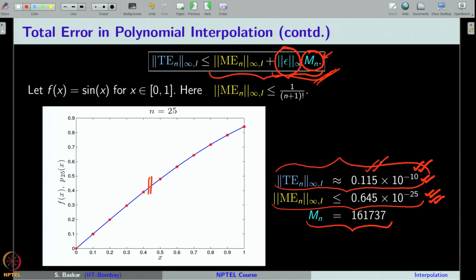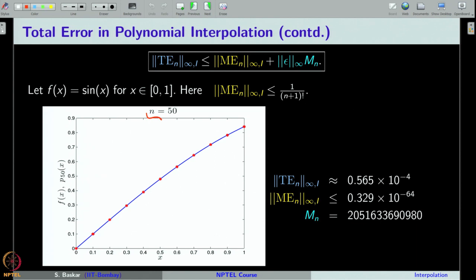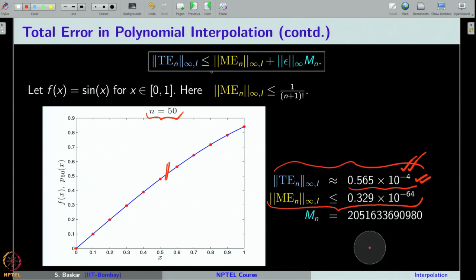Let us further increase the degree of the polynomial and see what happens. When I take n equal to 50, again graphically we do not see anything bad, but total error has now further increased from 10 to the power of minus 10 to 10 to the power of minus 4, where the mathematical error indicates that your polynomial interpolation is supposed to give much better approximation than what you obtained from P25, but that is not happening in reality on a computer. Again, you can see why such a drastic amplification of the total error happened. When mathematical error is very nice, your arithmetic error is actually spoiling the approximation. The reason is mainly because you can see what is the value of mn, and that is giving a room for your total error to increase, and your total error is indeed increasing.